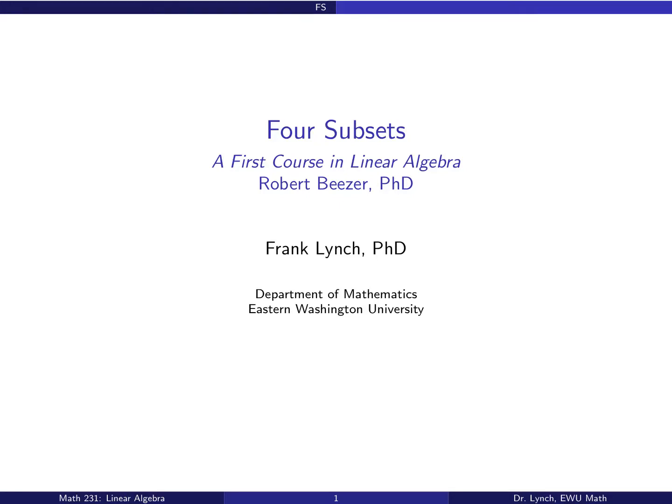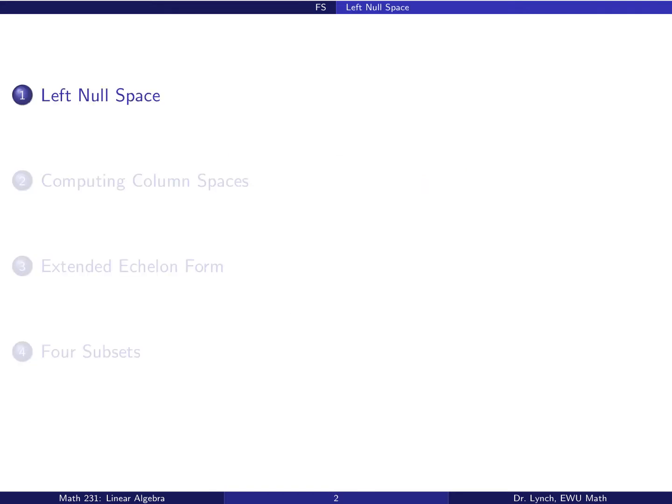Welcome linear algebra fans, a video on 4 subsets. In this video, we'll start by introducing a new null space called the left null space of a matrix. We'll see a strategy for computing column spaces that's a little bit unusual but insightful. We'll extend that strategy to what's called the extended echelon form, and then we'll be able to define these 4 subsets of a matrix in terms of that extended echelon form.